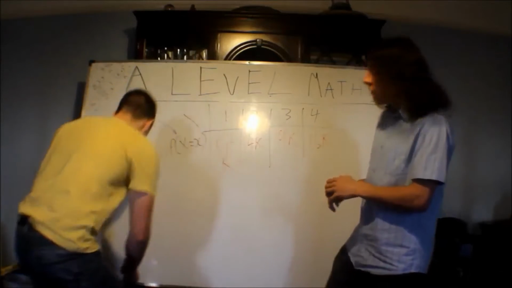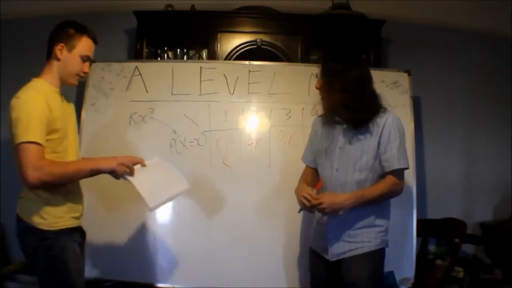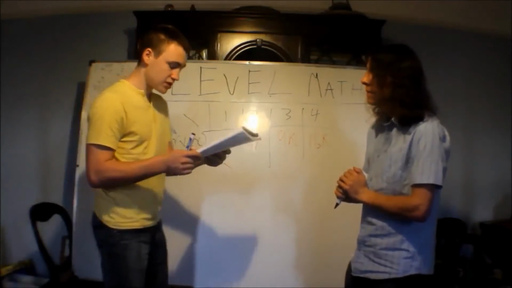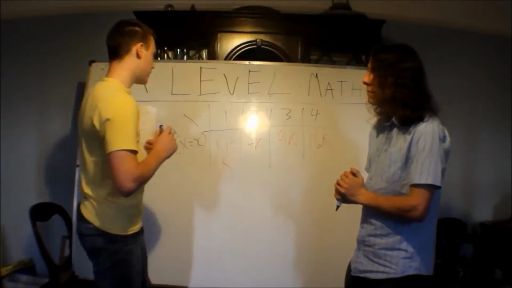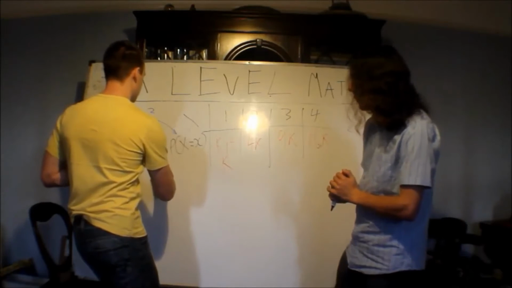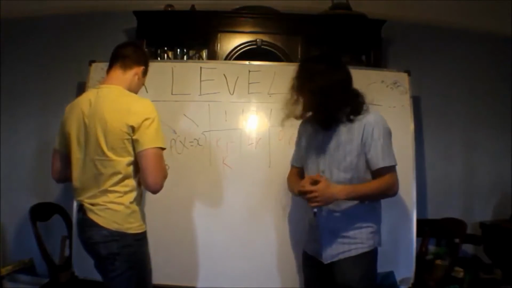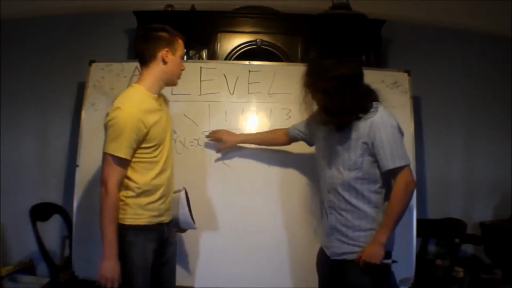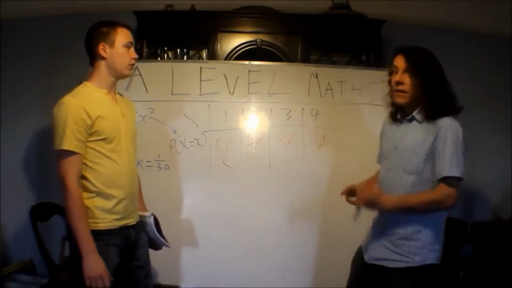Is there a part 2? There's a part 2 then. Okay, are you ready? Part 2 says, explain why the value for k must be 1 over 30. Well, something we stated before, we know that all of these added together is equal to 1.